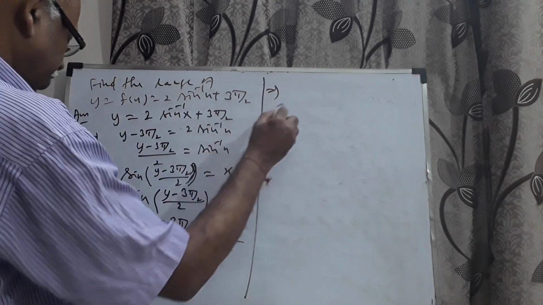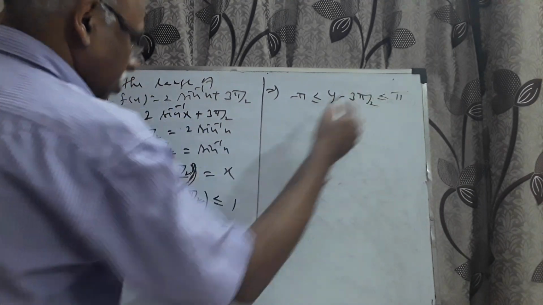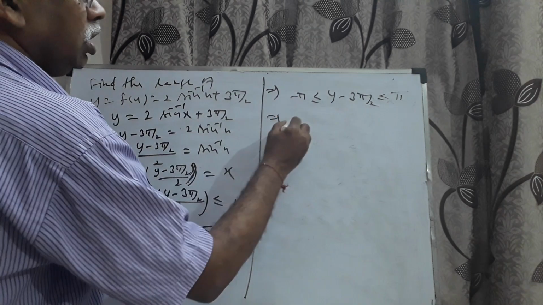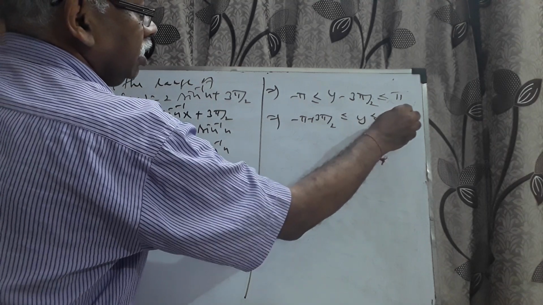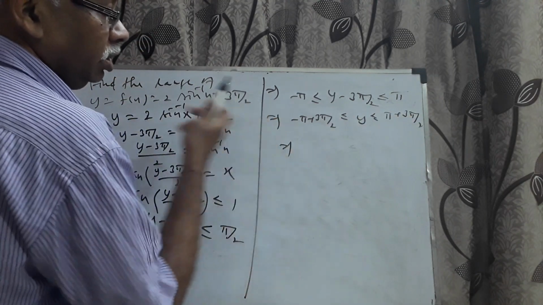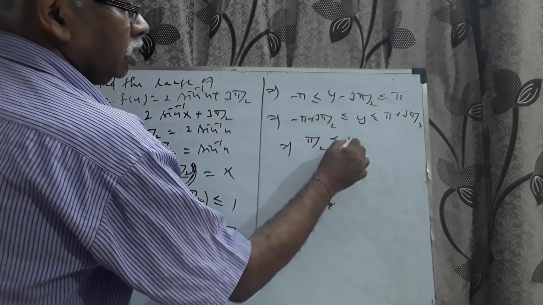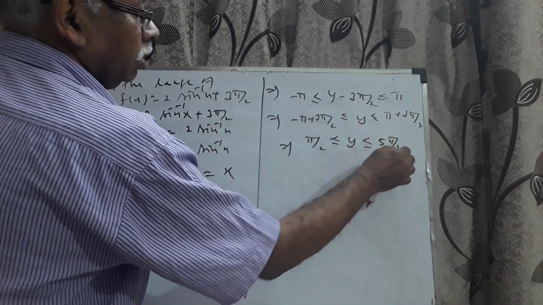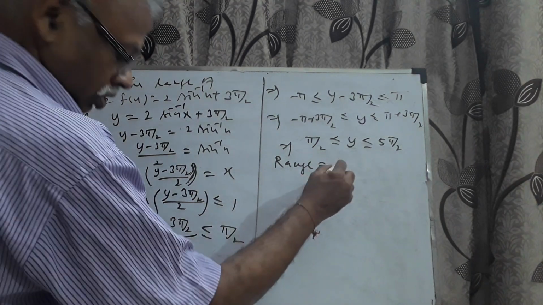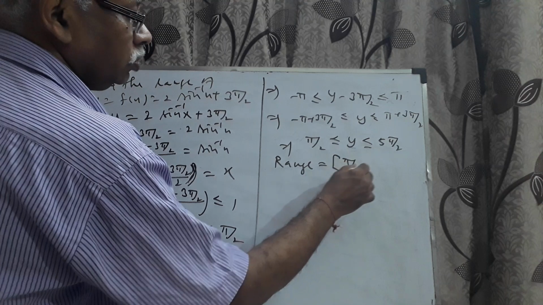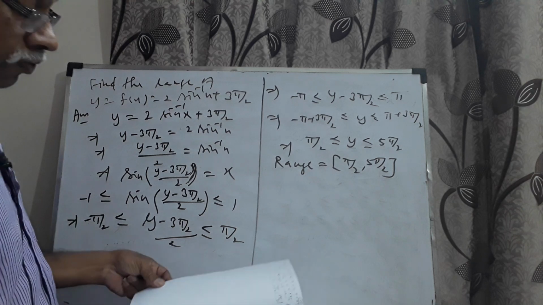Therefore, multiply throughout by 2. I end up with minus pi less than or equal to y minus 3 pi by 2, less than or equal to pi. Adding 3 pi by 2 throughout, minus pi plus 3 pi by 2 is less than or equal to y, less than or equal to pi plus 3 pi by 2. Taking LCM, minus 2 pi plus 3 pi is pi, so pi by 2 is less than or equal to y, less than or equal to 5 pi by 2. Therefore, these are the values y can take, so the range is the closed interval pi by 2 comma 5 pi by 2.